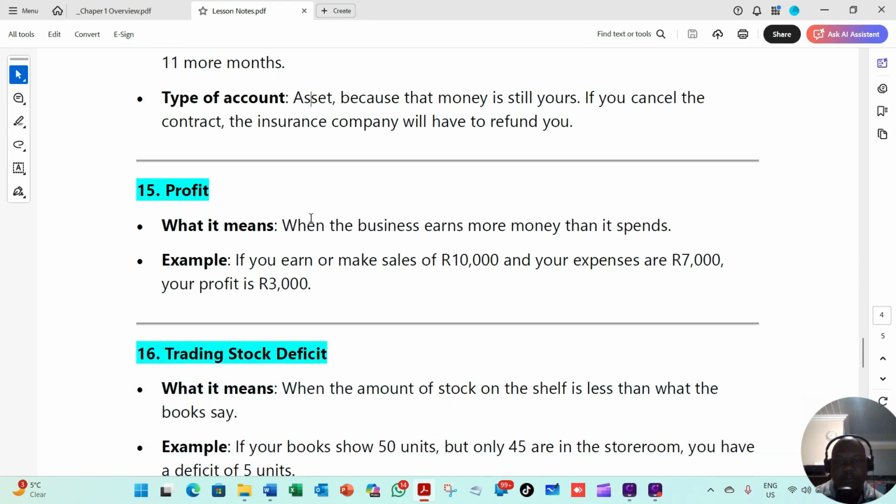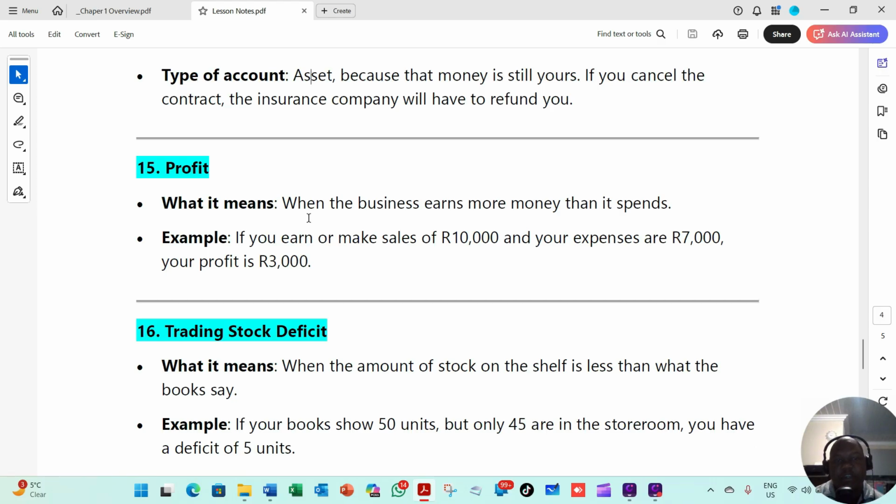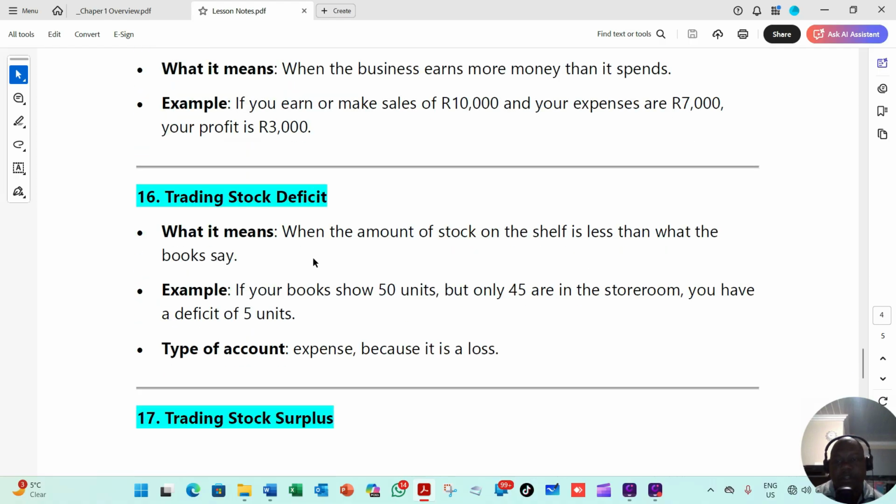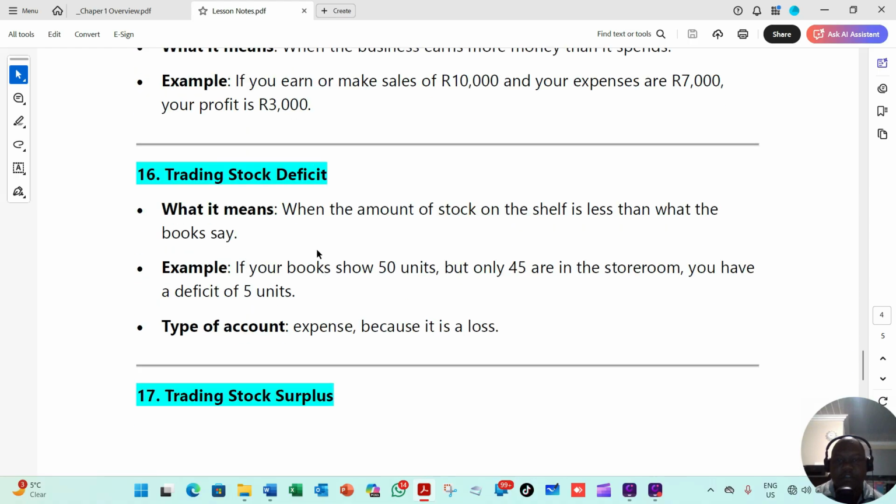And then we have the concept of profit. Profit is when you have made more money than you have spent in the business. So you have profited. It is the opposite of a loss. And then we have trading stock deficit.